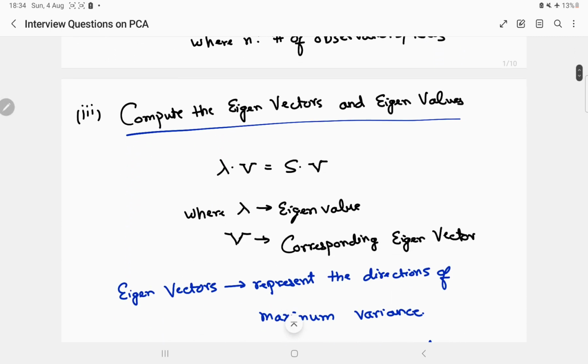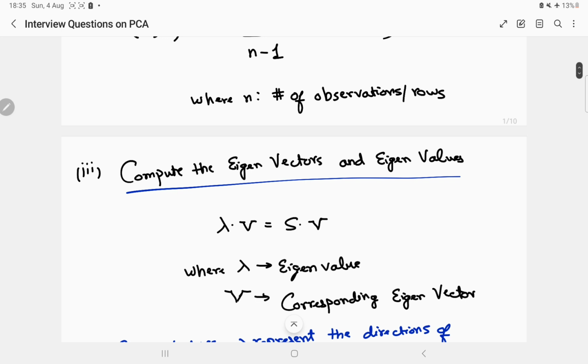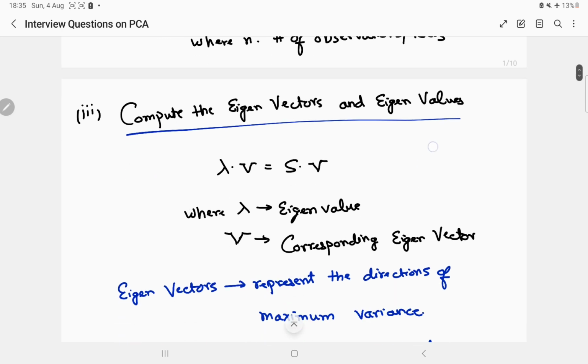The next step is to perform something called eigenvalue decomposition, and this is done to compute the eigenvectors and the eigenvalues. And if a corresponding eigenvalue is say lambda and the corresponding eigenvector is say v, then the way that you would typically do that is lambda times v is S times v, and S is the same covariance matrix that we computed above in the second step. And that is how you would calculate the eigenvectors and the corresponding eigenvalues.